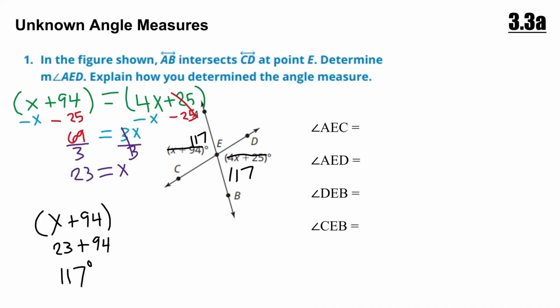To find the rest of the angles, use the linear pair postulate to state that the missing angle plus 117 equals 180. Therefore, the missing angles are 63 degrees. And finish labeling the figure. Lastly, write the angle measures next to their names.